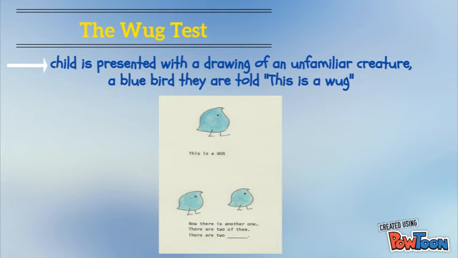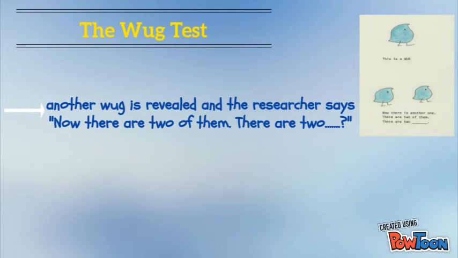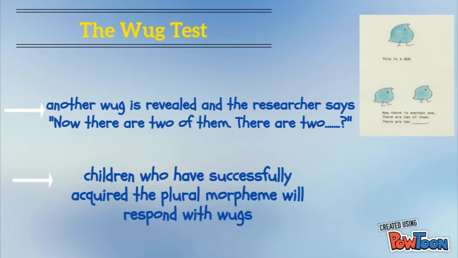and told, "This is a WUG." Another WUG is revealed, and the researcher says, "Now there are 2 of them. There are 2." Children who have successfully acquired the plural morpheme will respond with WUGs.